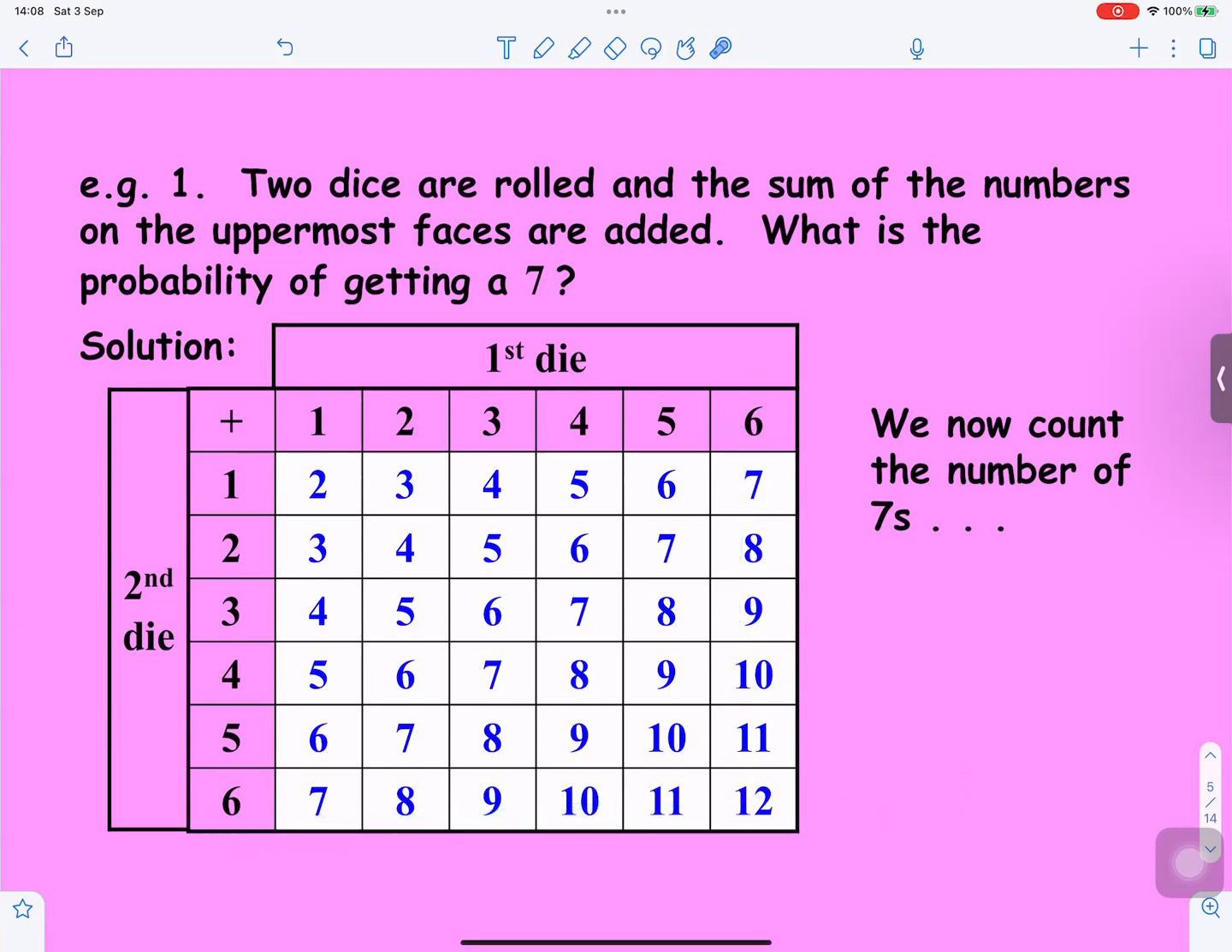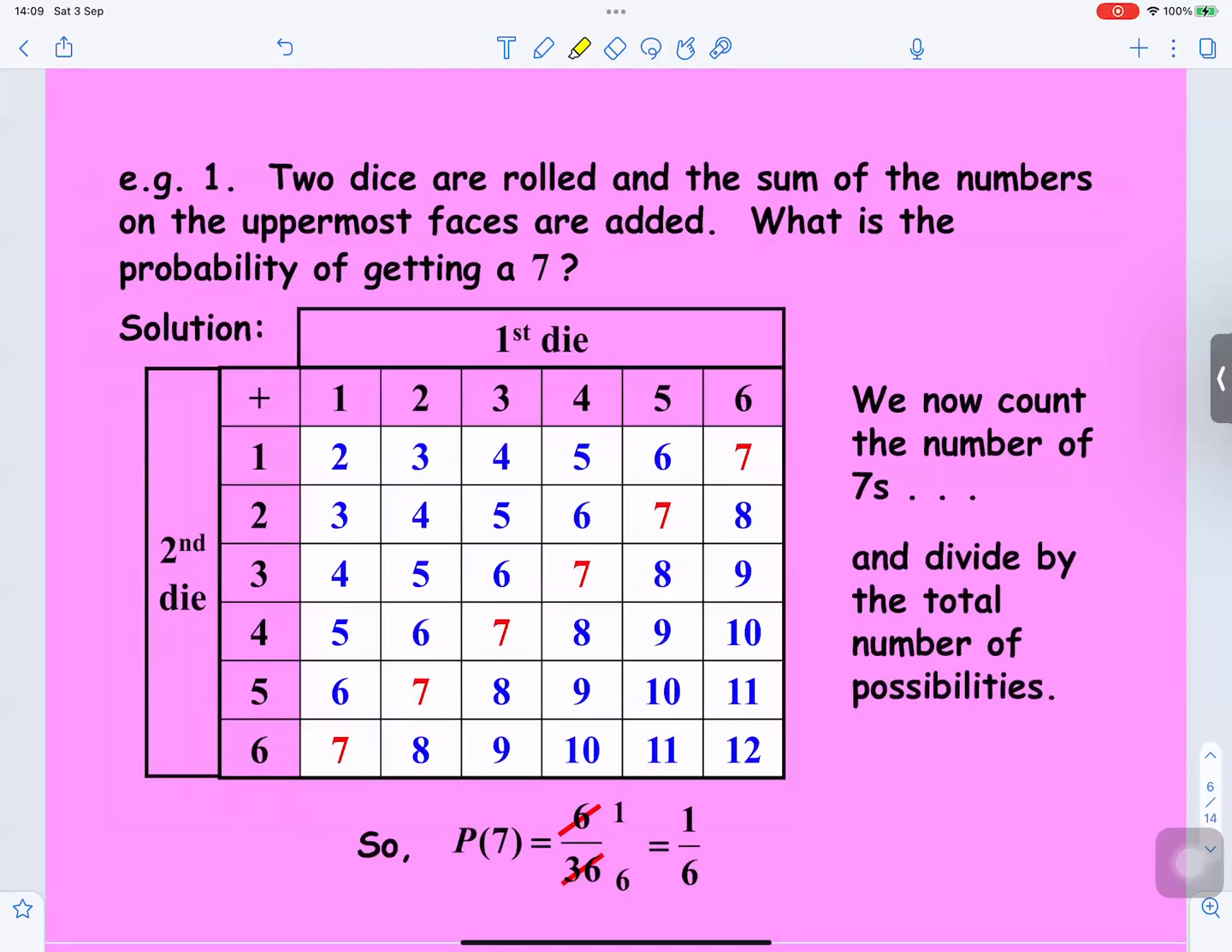So we now count the number of 7s. What is the probability of getting a 7? So how many 7s are there? We have 1, 2, 3, 4, 5, 6. So there are 6 sevens. And what's the possibility space? How many numbers are there all together? That's what you want to know as well. The total number of possibilities is 36.